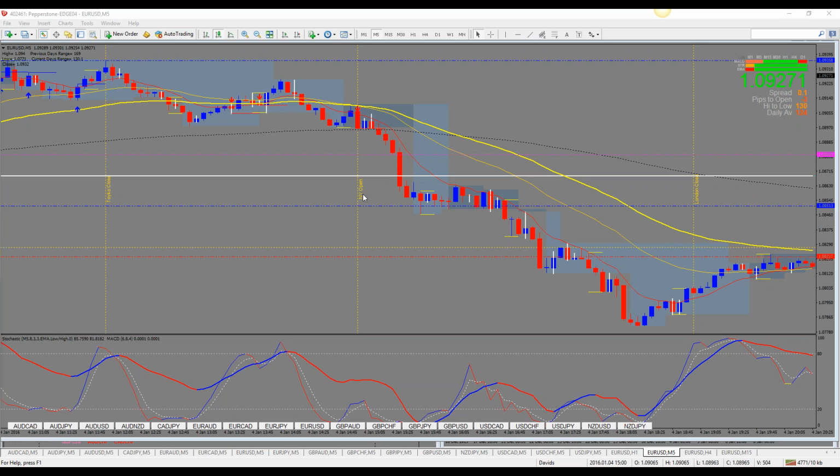Now I don't trade... I start trading here after Tokyo close, which is about 5 a.m. my time, and I'll only trade for a couple of hours, and then I'm done.